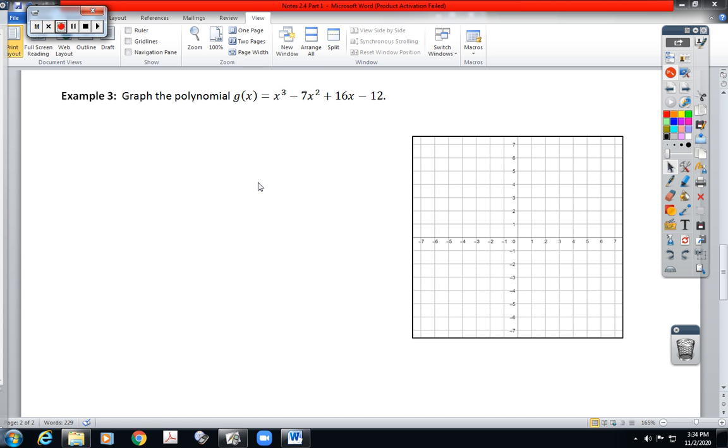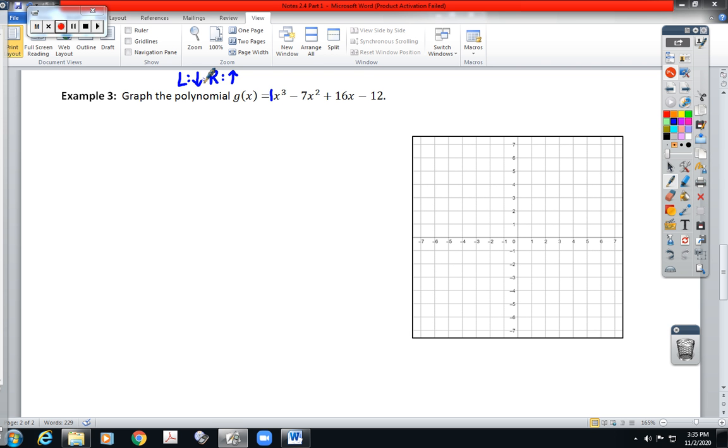So in example 3 it says graph polynomial g of x equals x cubed minus 7x squared plus 16x minus 12. Now we need to figure out the zeros, the end behavior, all of that stuff in order to get an accurate graph. So let's start with end behavior. The lead term here is x cubed. Since the lead coefficient is positive, the right end behavior is pointing up. Since the degree is odd, it's degree 3, the left end is pointing down.